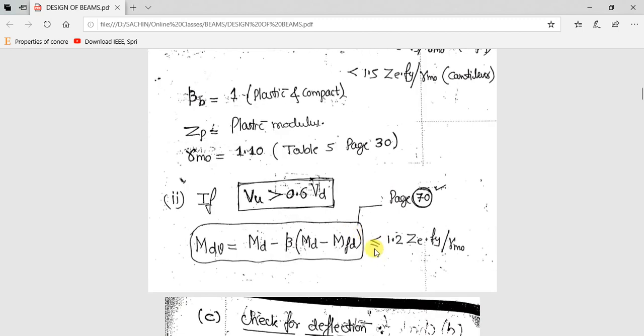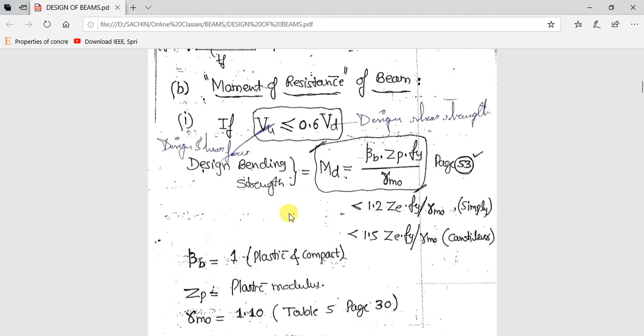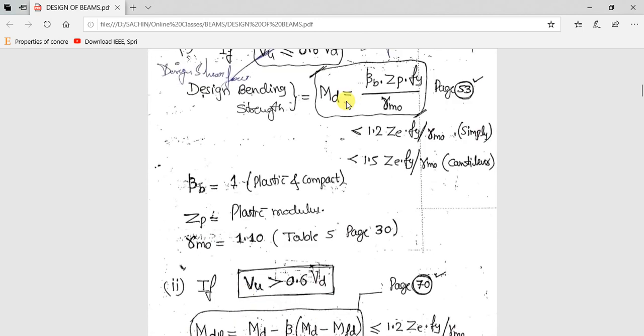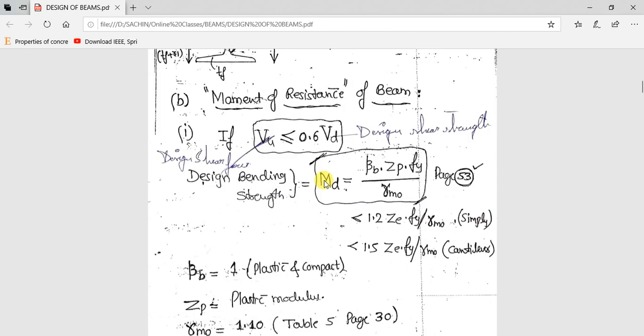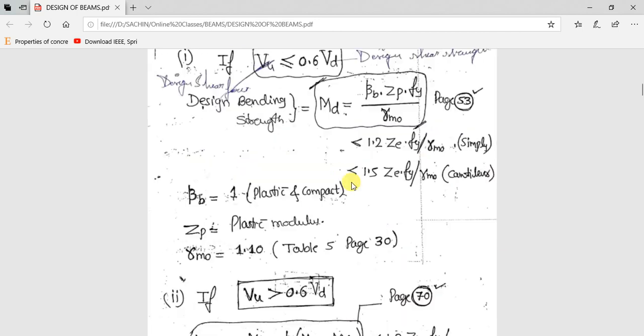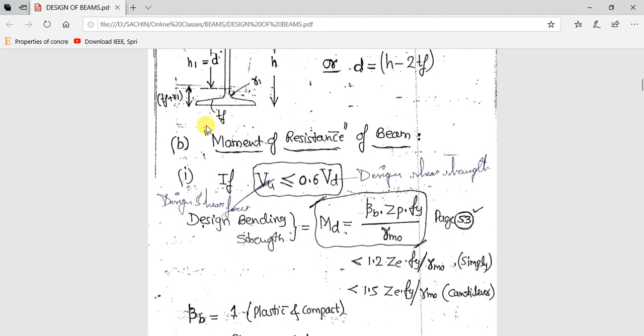And this value should be less than or equal to 1.2 times ZE into Fy divided by gamma m naught. So depending on these conditions, we'll be using these two moment of resistance formulas. If Vu is less than 0.6 times Vd, use the formula from page 53. If Vu is greater than 0.6 times Vd, use the formula given in page number 70 for checking moment of resistance of any given beam.